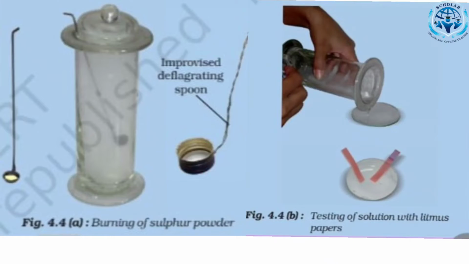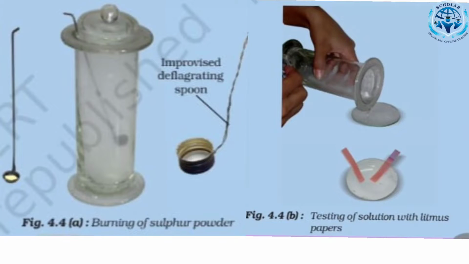Reactions of non-metals with oxygen. So far we have discussed the reaction of oxygen with metals. Now we will discuss the reaction of non-metals with oxygen. So let's start. Sulfur is a non-metal. How do non-metals react with oxygen?